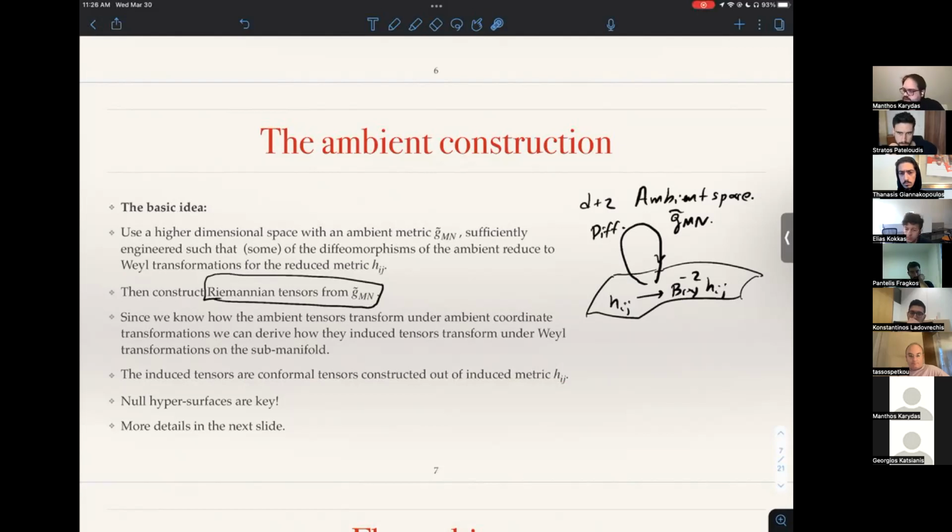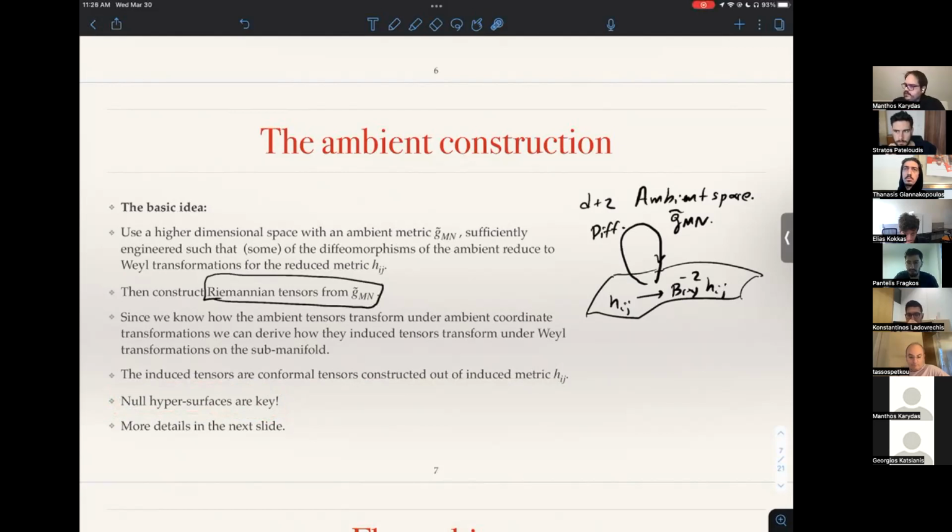It turns out, and we'll see that explicitly, that this hypersurface is a null hypersurface, and that is key. You need to have a null hypersurface. At least this construction has null submanifolds. Okay, so I hope you got the basic idea. Basically, we use diffeomorphisms in a bigger space that look like Weyl transformations for a smaller space.